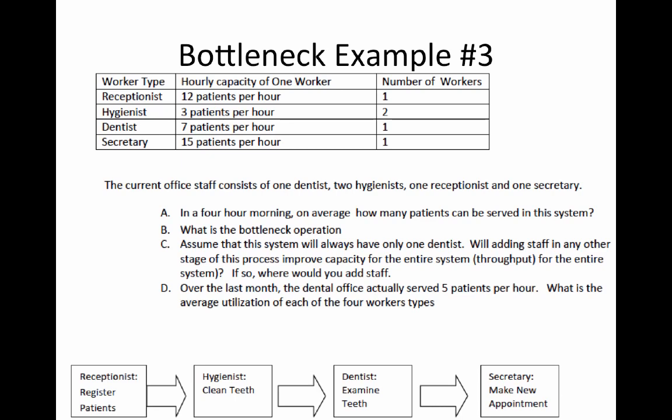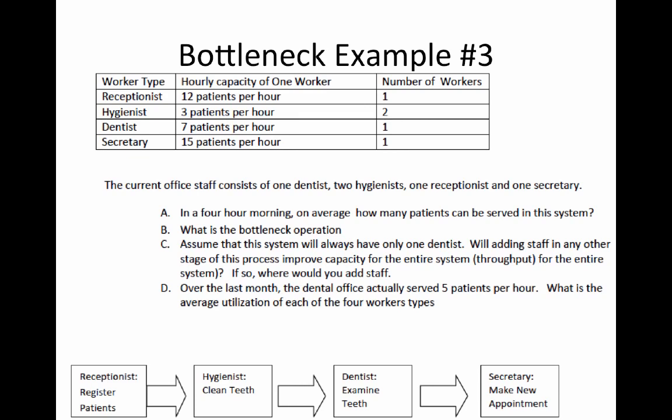Okay, so then part C, assume that this system will always have 1 dentist. So the dentist, we saw they see 7 patients per hour. Will adding staff in any other stage of the process improve capacity or throughput for the entire system? So again, we look at the dentist, they see 7 per hour, but the hygienist, again, is now only 6 per hour because we have 2 hygienists.